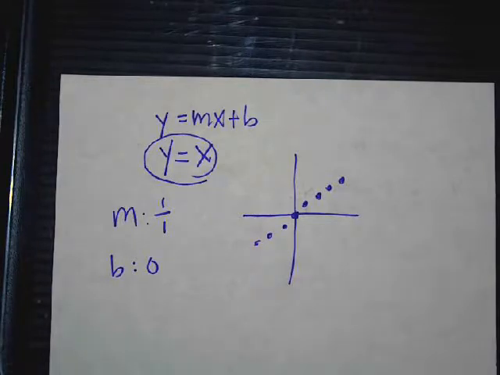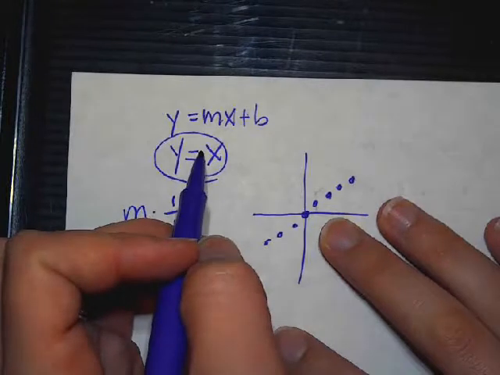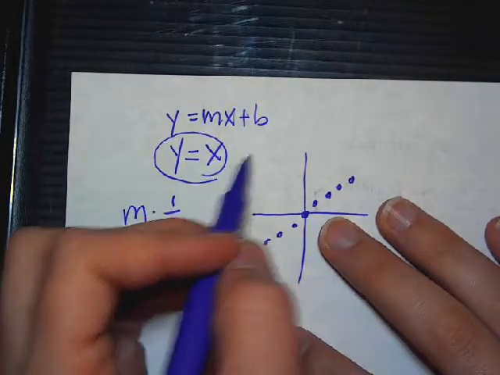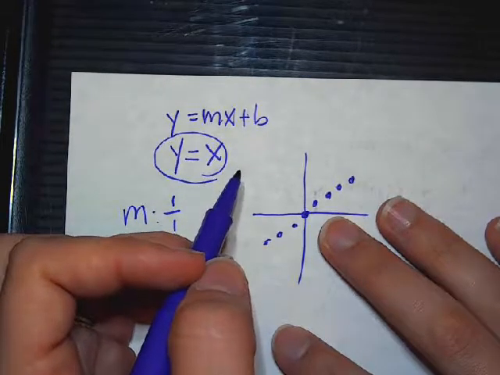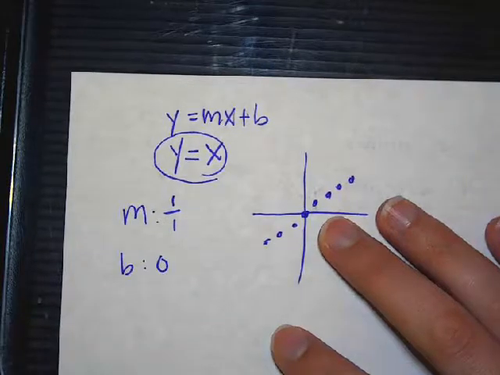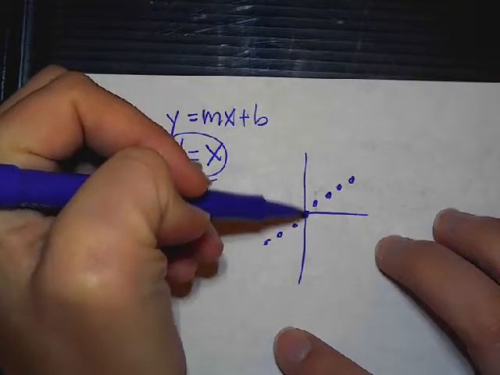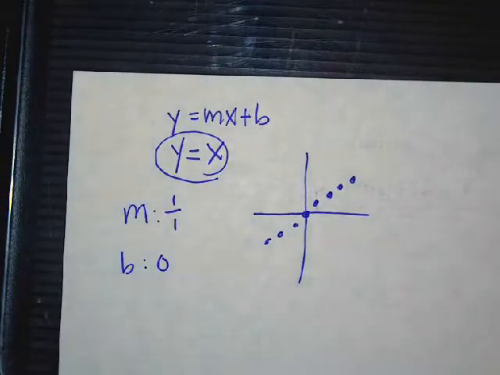Y equals x. There's not a number in front of x. Well, there's 1, but there's not like a 2 or a 1/2. There's not something input there. And there's not a b, right? I mean, there is a b. It's 0, but it's not other than 0. Okay? It hasn't shifted the line up or down. This is the original parent function.